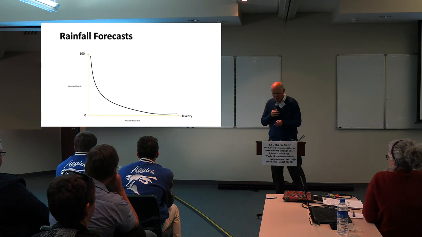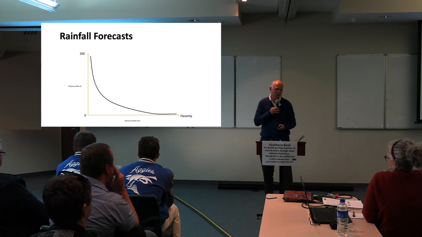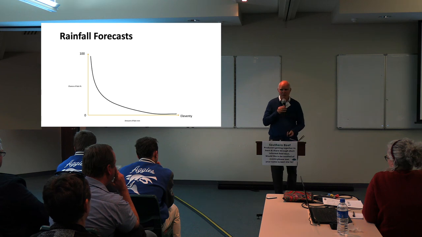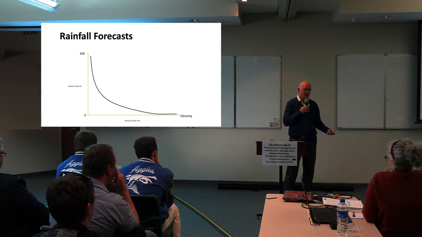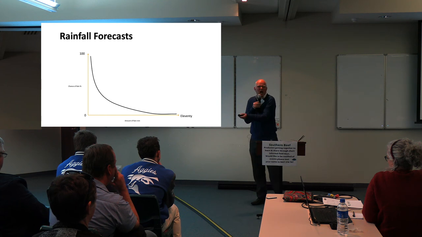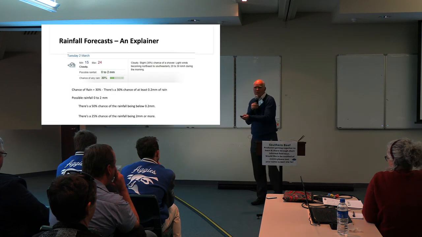It's not much use. So what the Bureau does is they give you a 50% chance and a 25% chance and then a 10% chance. They give you the most likely, the highest, and probably the most likely heaviest. Three values are given to you.